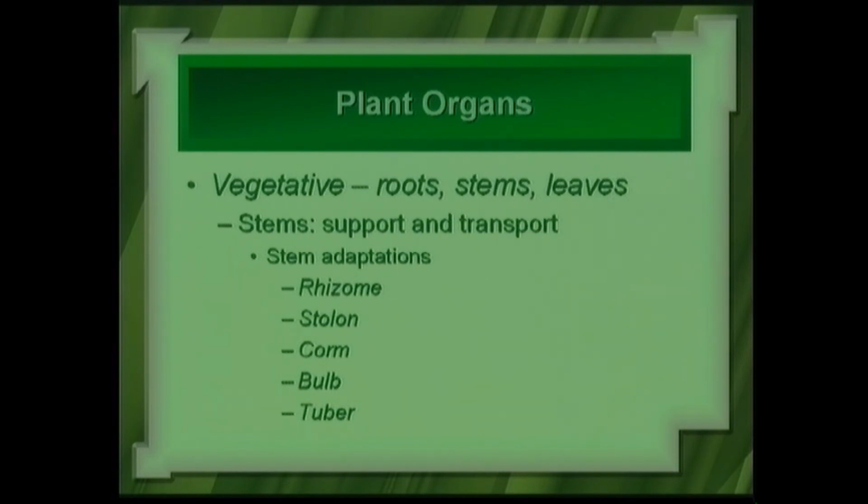Lastly we have the tuber. A good example of that, of course, is the white potato or Irish potato or Peruvian potato. That is actually a horizontal underground stem that is swollen and full of starch. That's what they call a tuber. How can you tell that it's a stem and not a root? And how can you tell that a sweet potato is actually a root and not a stem?